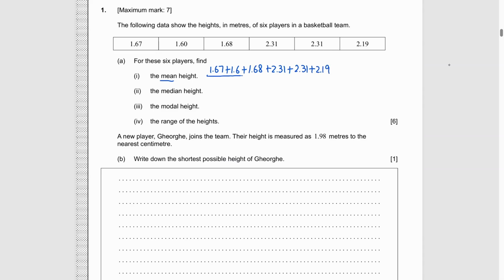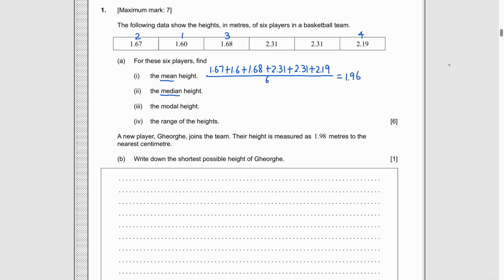The mean is just the average of the data. For the median, we arrange the numbers in ascending order. Then, take the average of the middle two values. For the mode, it is 2.31, because that is the only value that appears twice. The range is simply the maximum minus the minimum.